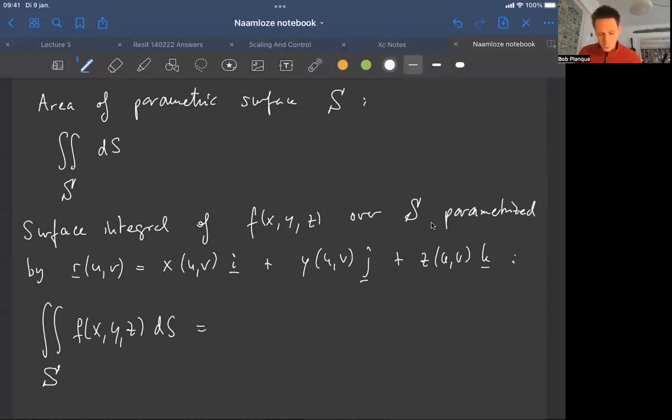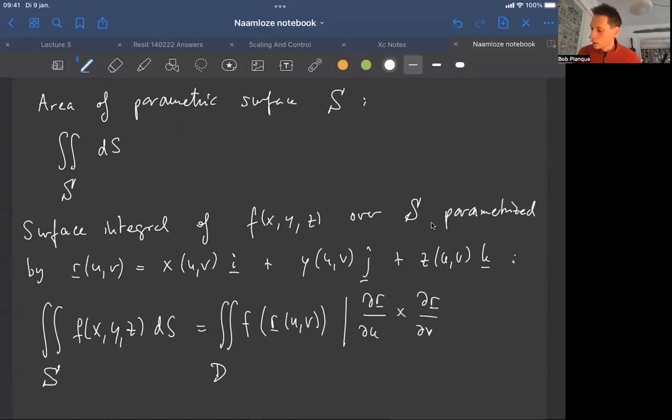Well, first of all, the first way of writing that is to say, I evaluate f at all the points r of u and v, where u and v now go through the domain of my parameterization. And then I look at the size of this element ds, which we've seen can be computed by taking these areas of these parallelograms and du dv.